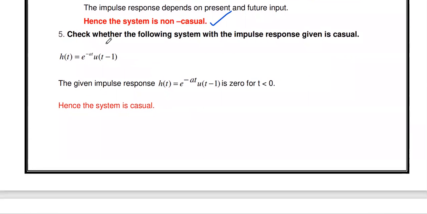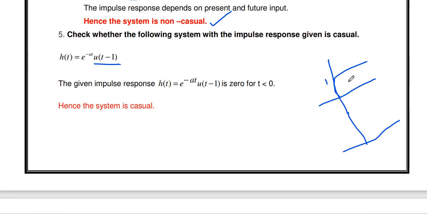Then the next one, check whether the impulse response is causal. h of t equal to e power minus at u of t minus 1. So what is u of t minus 1? Already you know, u of t means for the time 0 to infinity the amplitude is 1. Then what is u of t minus 1? It is the 1 second right shifted value. At time t equal to 1 to infinity the amplitude is 1, and this is called u of t minus 1.